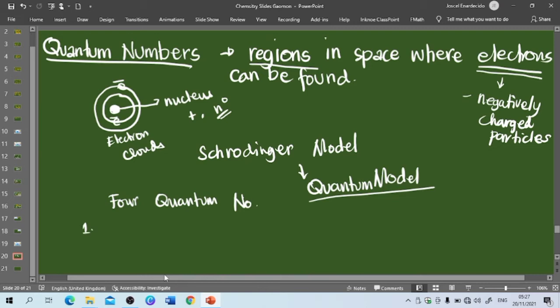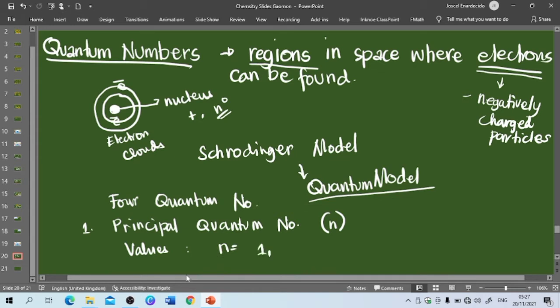The first one is what we call the principal quantum number, which has a symbol of small letter n. The values of the principal quantum number range from n equals 1, 2, 3, 4, 5, 6, and 7. So those are the principal quantum numbers.